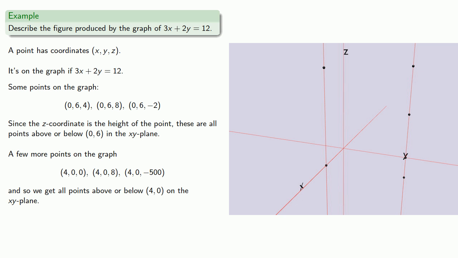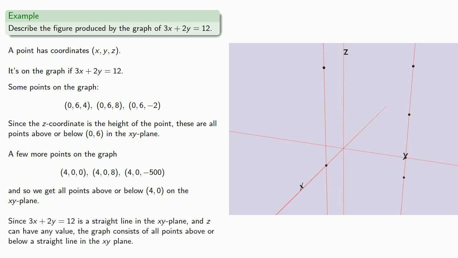And let's think about this a little bit more. Since 3x plus 2y equals 12 is a straight line in the xy plane, and z can have any value, the graph consists of all points above or below a straight line in the xy plane. So it might look something like this.